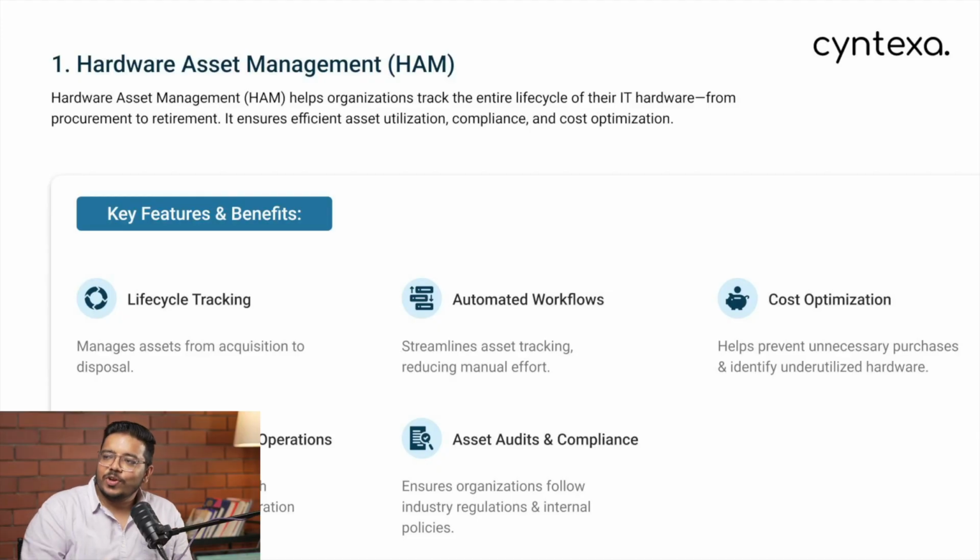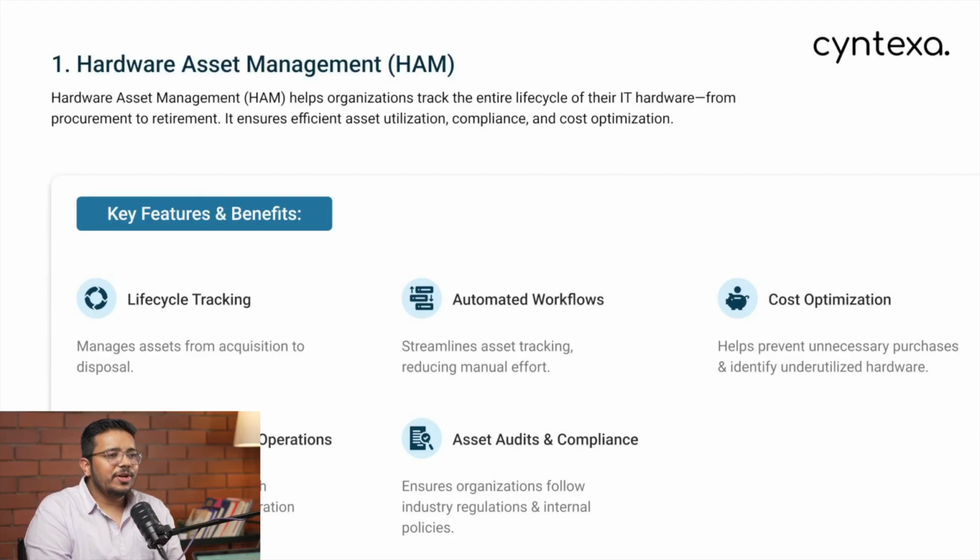If you look at it, there are three primary bifurcations of the assets that are relevant in today's industry. The first one is hardware asset management. If we can have it on the screen on the presentation, that would make it easier for the audience to understand a little bit better. So we have hardware asset management.